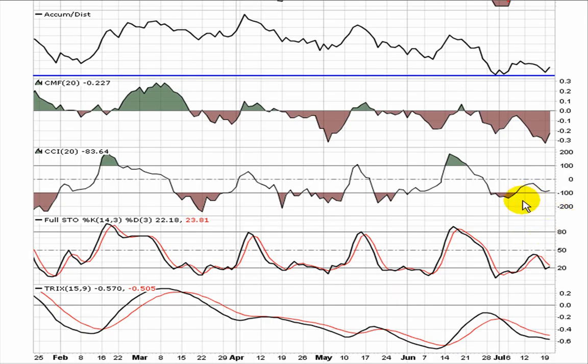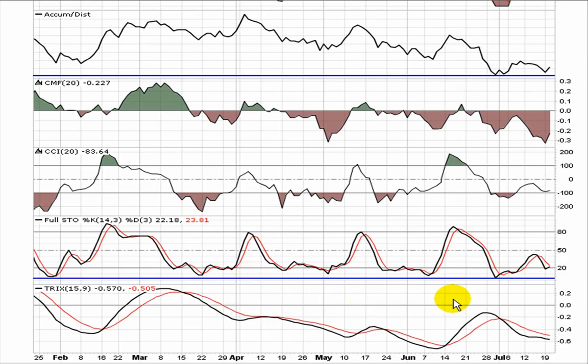CCI holding above negative 100. That's a good sign. Didn't want to dip back down into oversold. You can see kind of long term it's been trending back up. So we're going to look for that to hold and look for this break of 50. But holding above negative 100 is an important point for UEC. We want to see that continue. Kind of the same thing with the full stochastic.